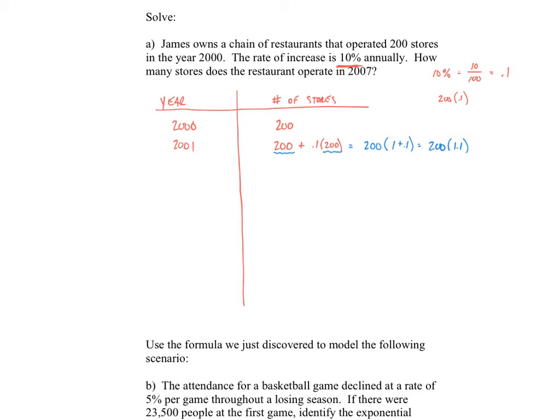Okay, so what we've done here is we've figured out that in the year 2001, he has this many stores. So now we've got to remember that. Going into 2002, I'm going to continue to use red here. 2002, well, how many stores does he have at the beginning of 2002? He has this many stores. That's how many stores he has right now. But we know that over the course of this year, he's going to add 10% of that amount.